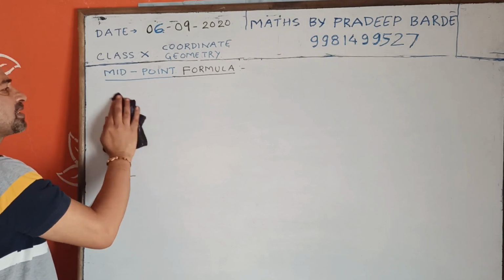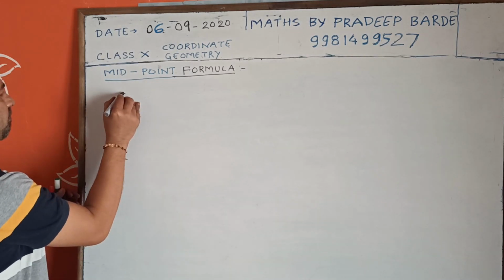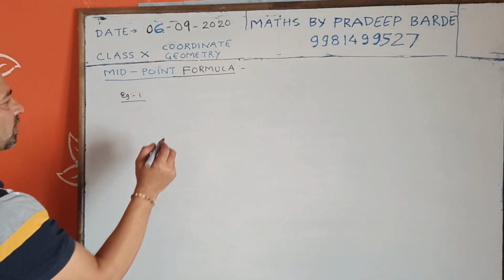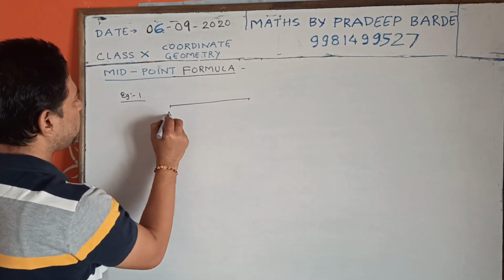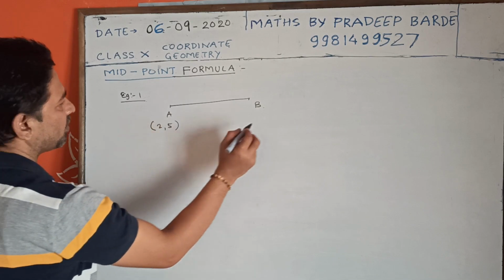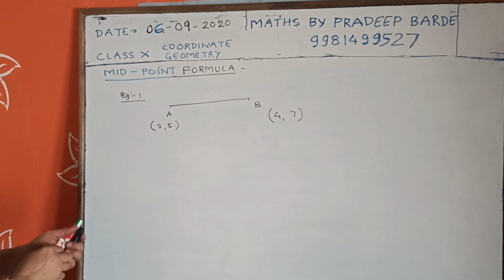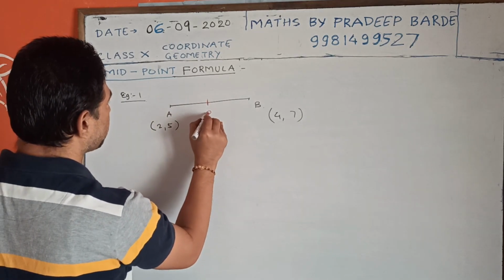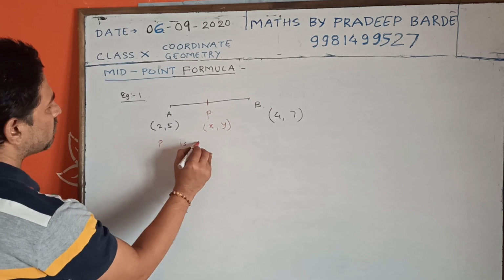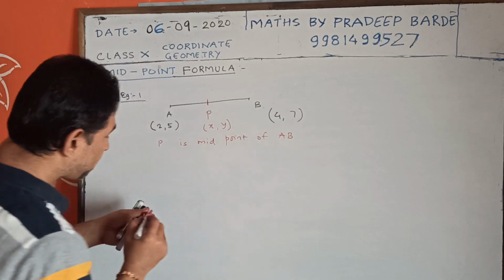Now let's discuss a few questions based on this. For example, first example, based on midpoint formula, the coordinates of A and B are given. The coordinates of A and B are, suppose, 2, 5 and 4, 7. Find the coordinates of the point P. You have to find the coordinates of the point P where P is midpoint of AB.